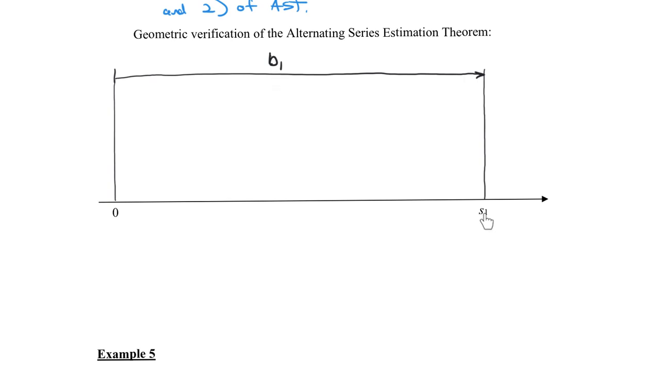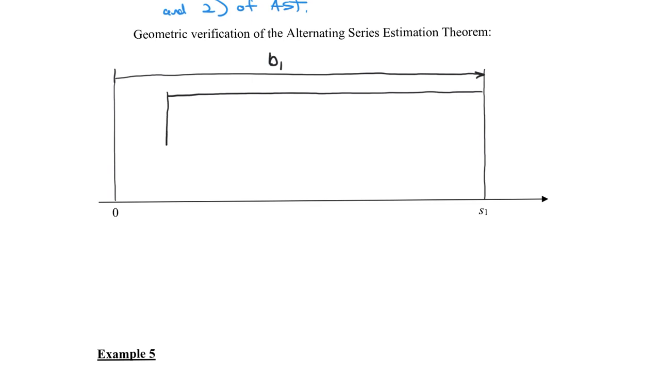Now, since this is alternating, b sub 2 is going to be negative. If b sub 1 is positive, b sub 2 is negative. So if I add that to b sub 1, I go b sub 1 minus b sub 2, and that brings me back over here. So let's say I subtract b sub 2, and it takes me over here.